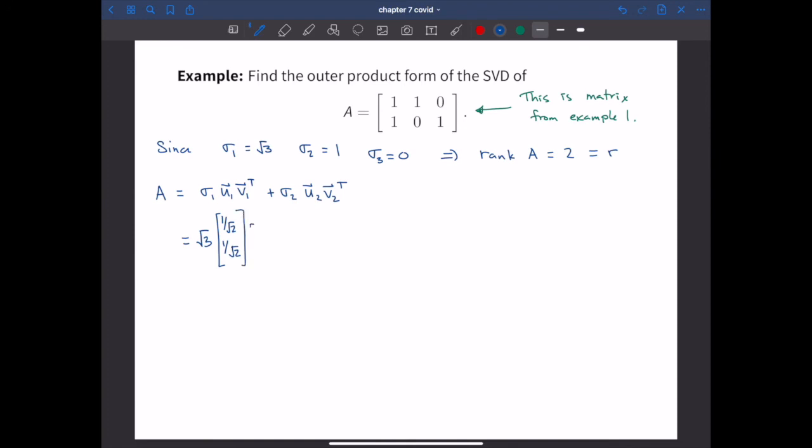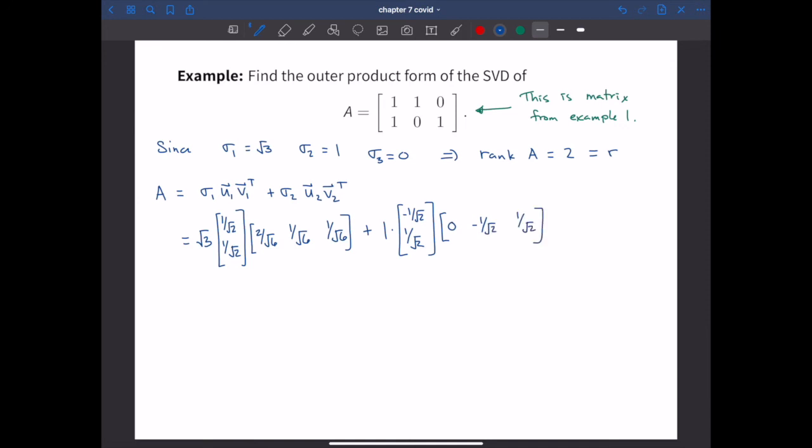V1 was 2 over rad 6, 1 over rad 6, 1 over rad 6. I probably don't even need to remind you, I'm sure you all remember this example very well. And then our sigma 2 value is a 1. Our U2 value is negative 1 over rad 2, 1 over rad 2. And then my V2 is 0, negative 1 over rad 2, and 1 over rad 2.